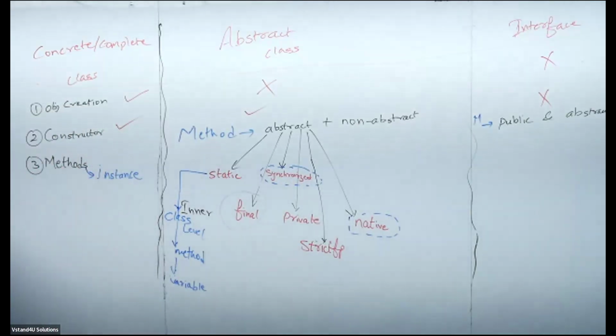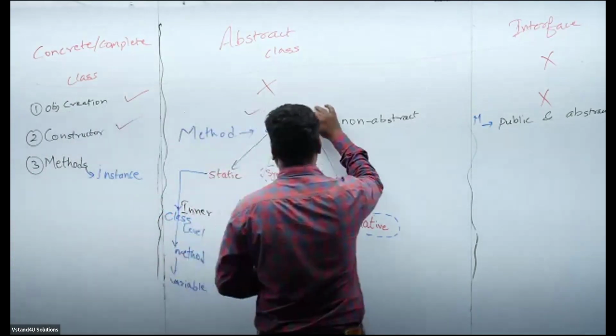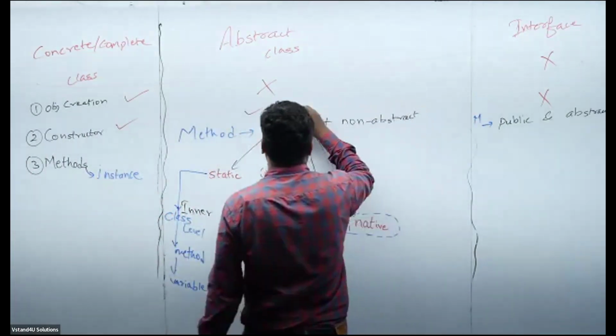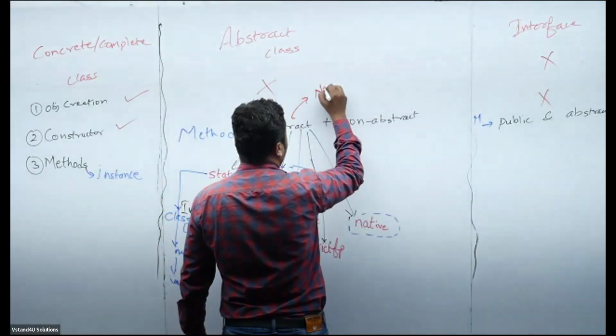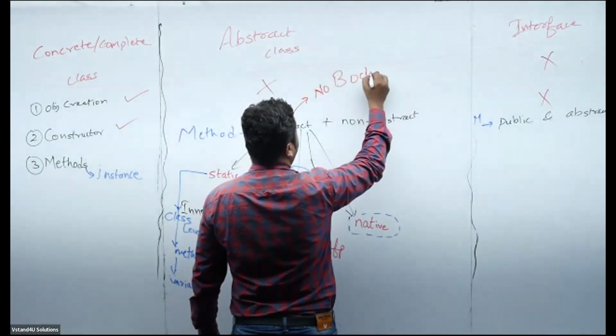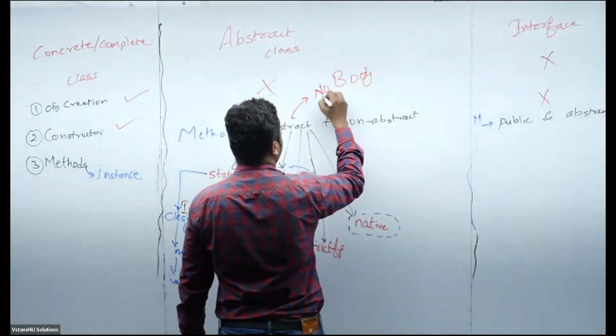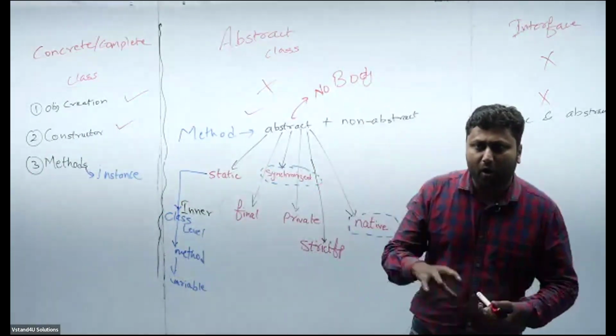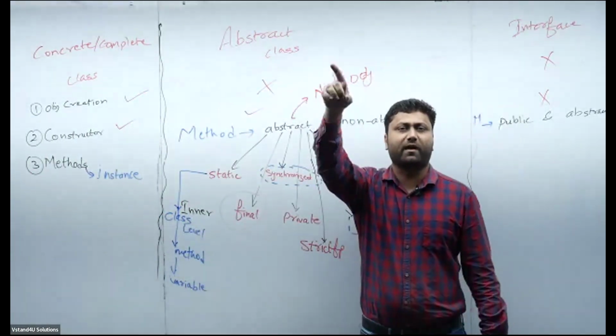Clear? Done. Whereas, what does an abstract method say? It is meant to have no body. Am I right? Abstract methods are methods that are meant to have no body. A body should not be there for the method. Then only it is supposed to be marked as abstract. Am I clear?